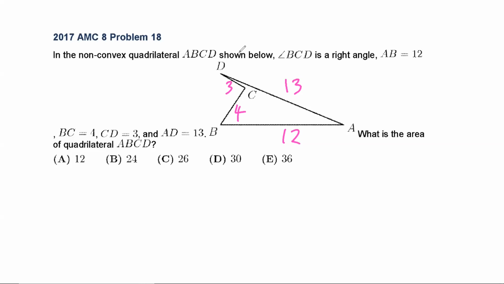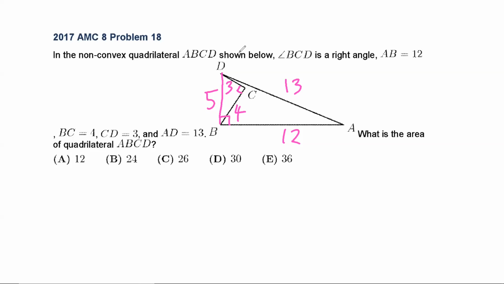Okay, so let's start. The first thing we can try to do is connect BD. We'll notice that if we do that, since we're given that this is a right angle, in triangle BCD, by the Pythagorean theorem, BD must be 5. And in triangle ABD now, we have the lengths of 5, 12, and 13. And 5, 12, and 13 make a right triangle again, because it's a Pythagorean triple. So here's a right angle here.